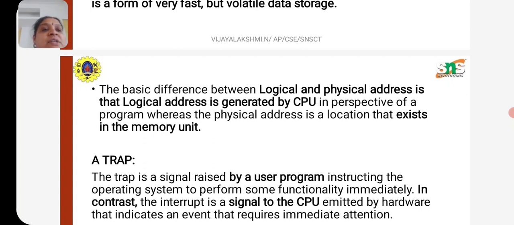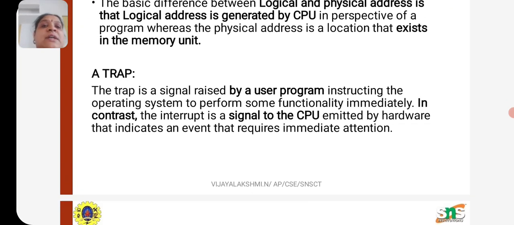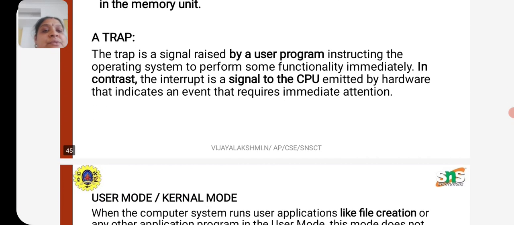Logical address is generated by the CPU from the perspective of the program, whereas physical address is a location that exists in the memory unit itself. What is actually a trap? A trap is nothing but a small signal given by the user program instructing the operating system to perform some functionality immediately. In contrast, an interrupt is a signal to the CPU emitted by the hardware that indicates an event that requires immediate attention.